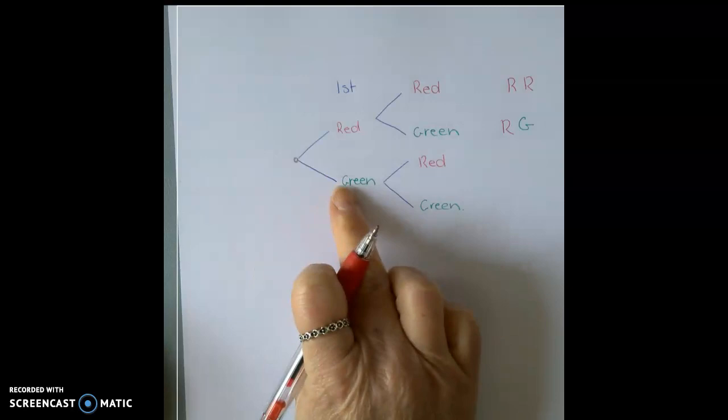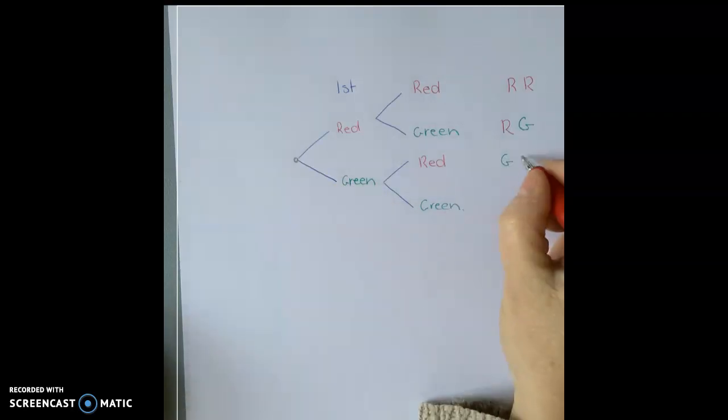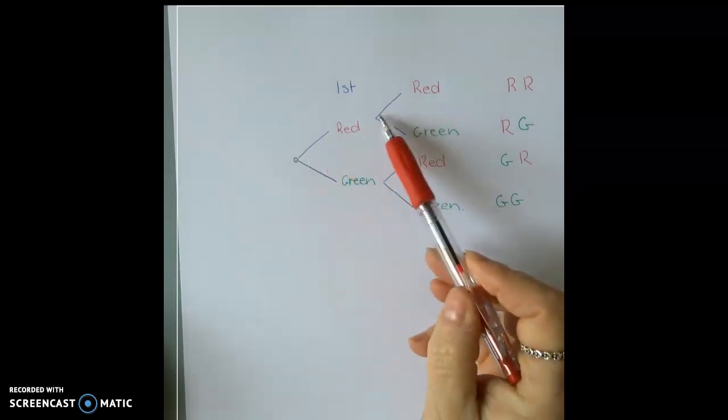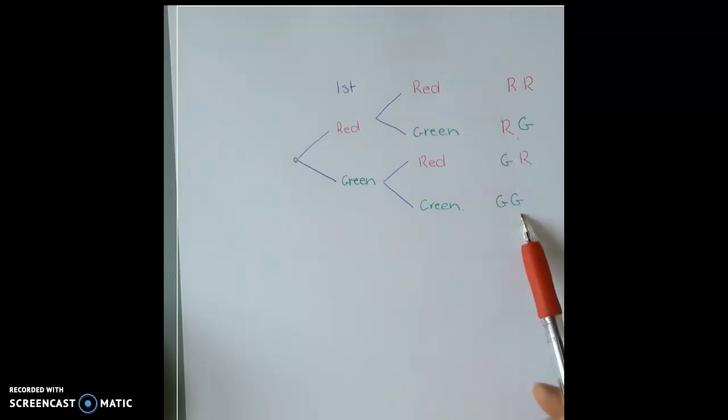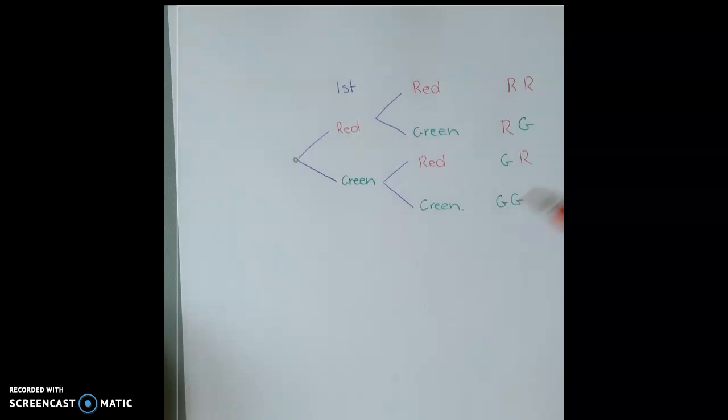And then my third option is picking out a green counter first and then picking out a red counter. And then my final option is picking out a green counter first and then a green counter second. So you can see really clearly by following the branches what my outcomes would be. So by picking out two counters from a bag, I have 4 different possible outcomes, and then that will help later when I'm calculating the probabilities.